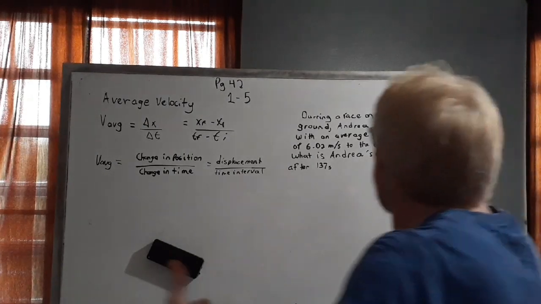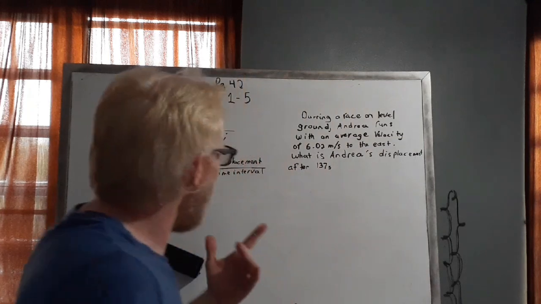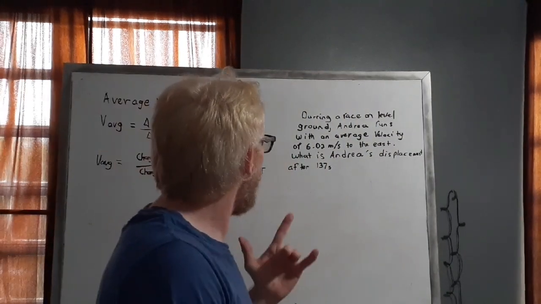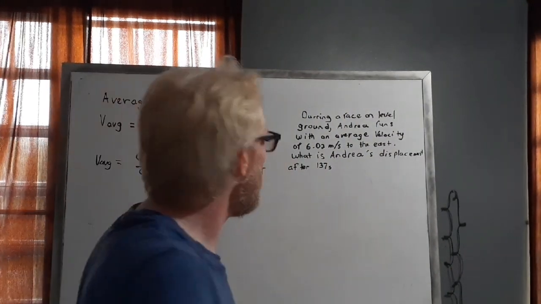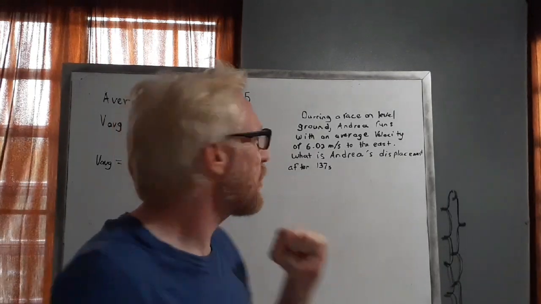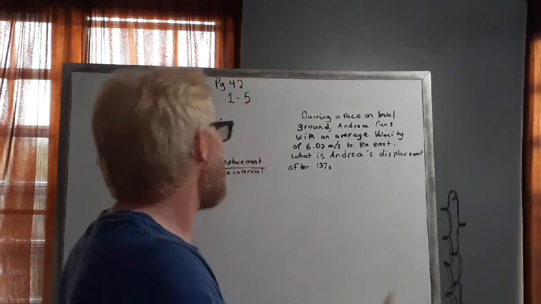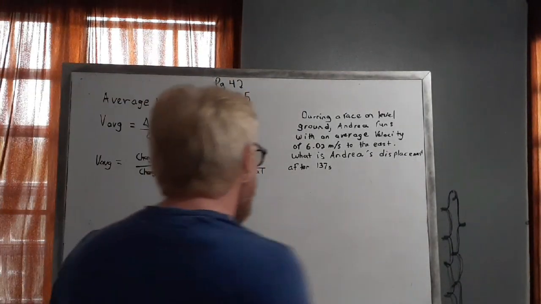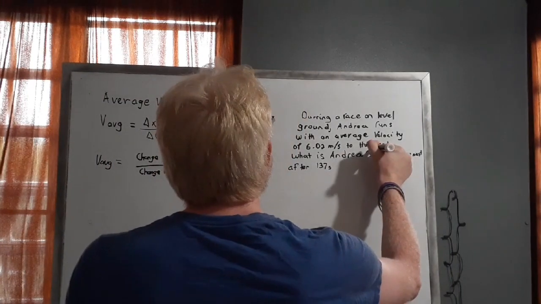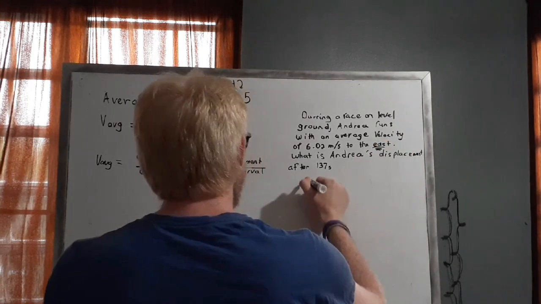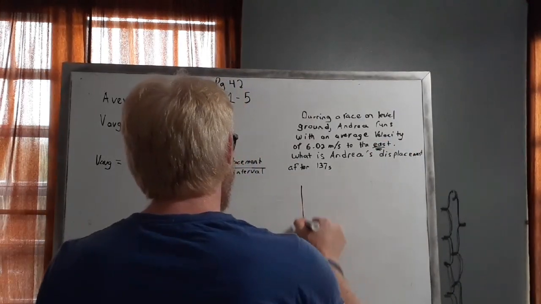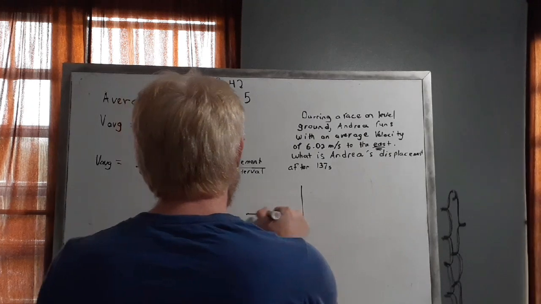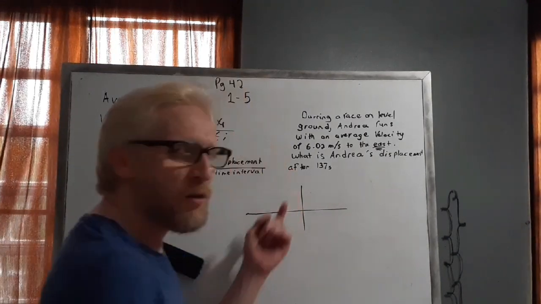It says, during a race on level ground, Andrea runs with an average velocity of 6.02 meters per second to the east. What is Andrea's displacement after 137 seconds? Now, it's very important that we understand that we take into account the direction to the east, because we have to remember that displacement can occur horizontally or vertically.